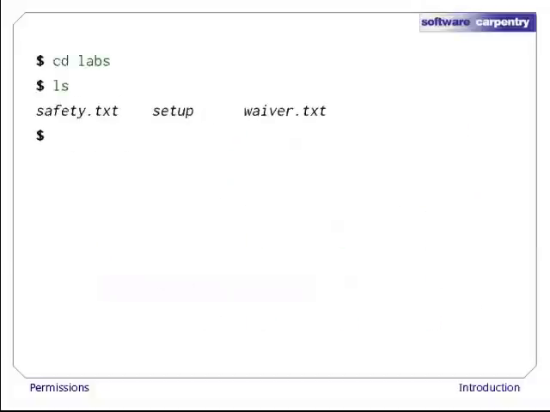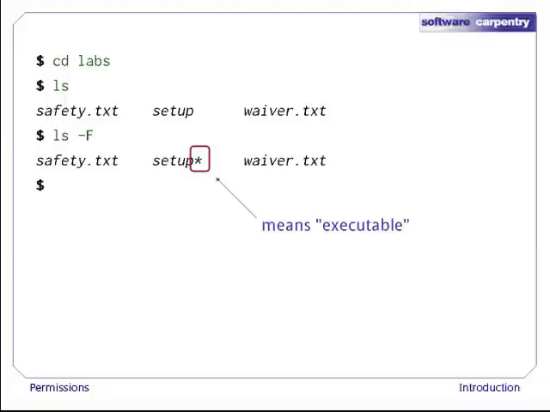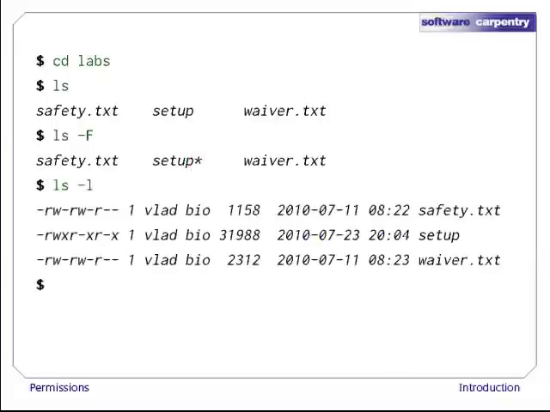If we cd into the labs directory, ls shows us that it contains three things: safety.txt, setup, and waiver.txt. If we run ls -F, it puts a star at the end of setup's name. This is its way of telling us that setup is executable, i.e. that it's a program of some kind that we can run. Now let's run the command ls -l. The -l flag tells ls to give us a long form listing. It's a lot of information, so let's go through the columns in turn.